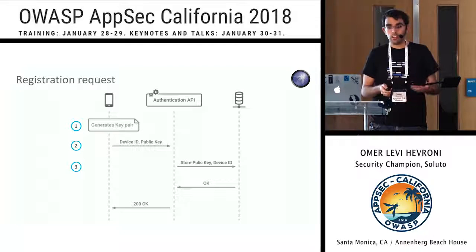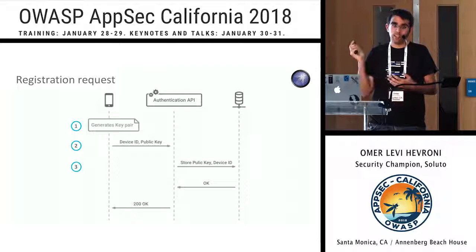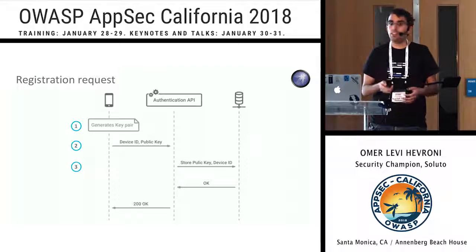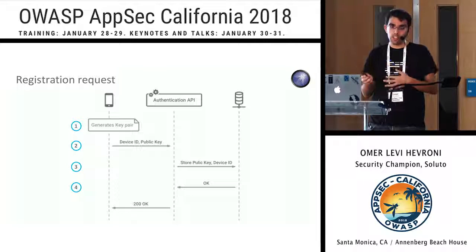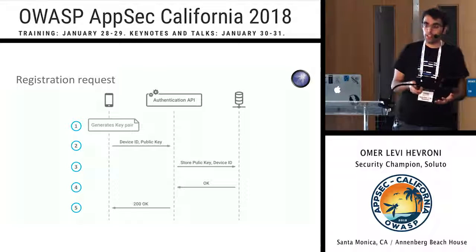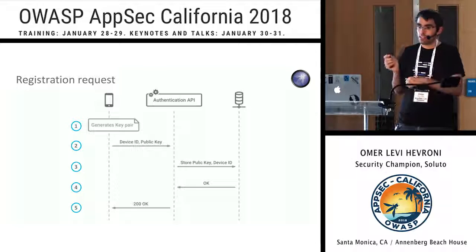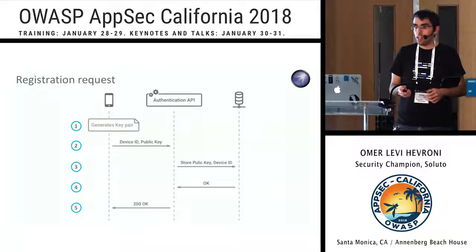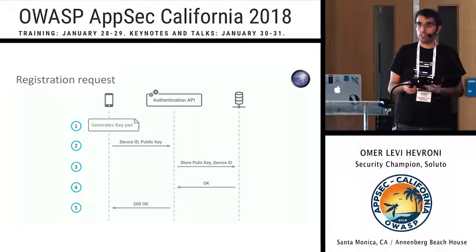This server can store this data in a database. It could be a key value store or any other database. And if the store succeeds, it will return success to the client. So this is the registration request. Now let's talk about the more interesting request, the authentication request.